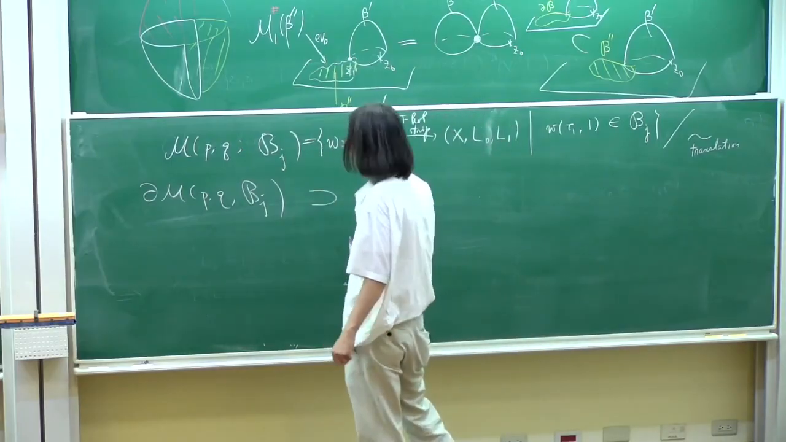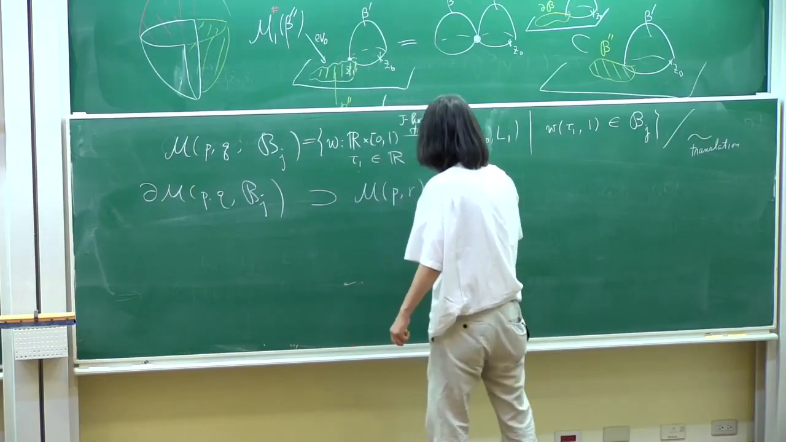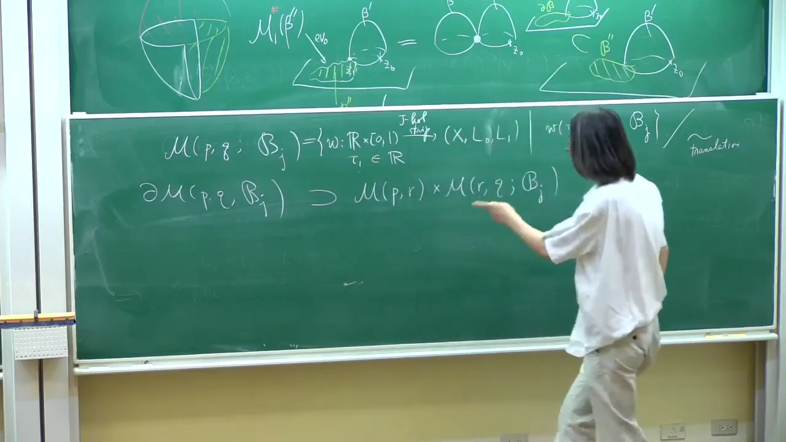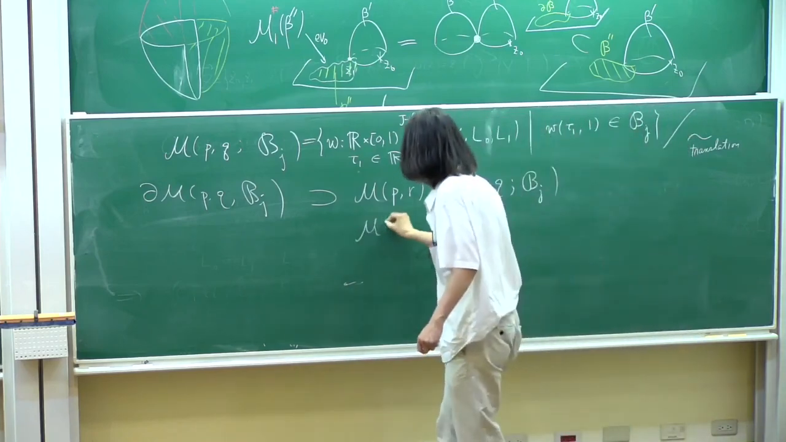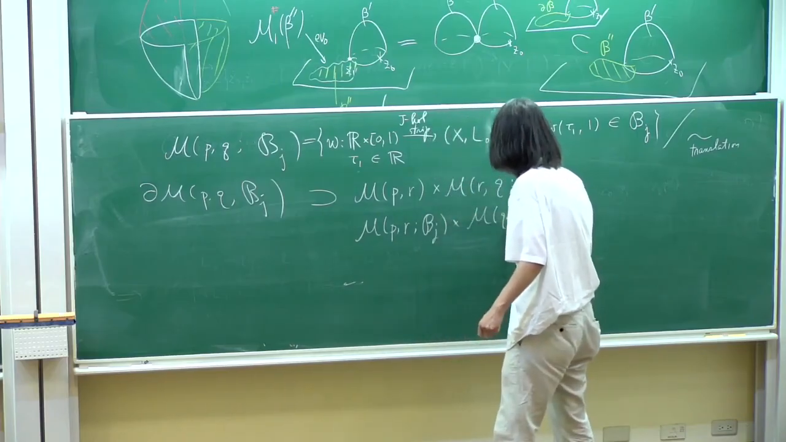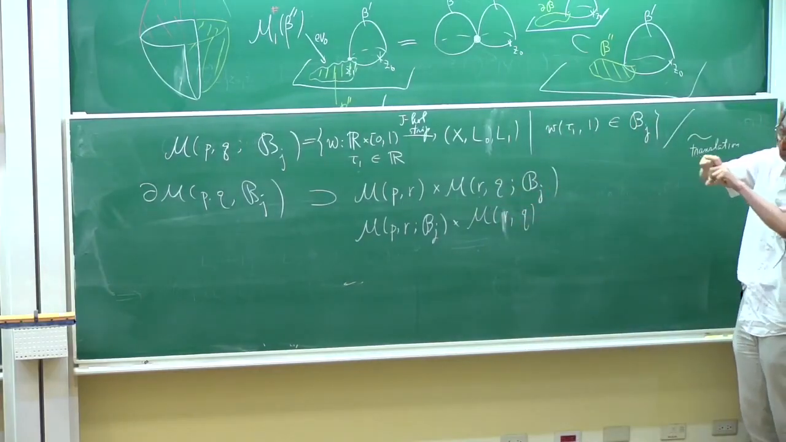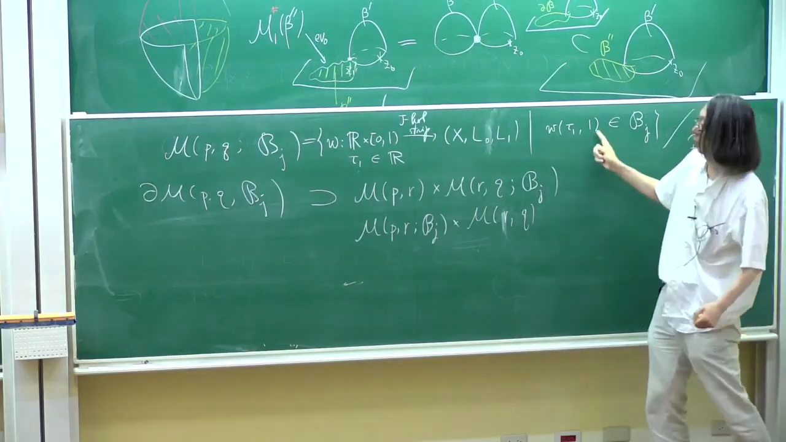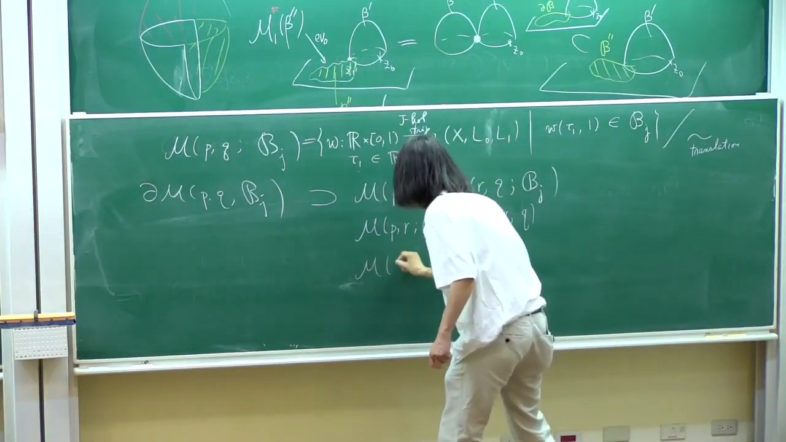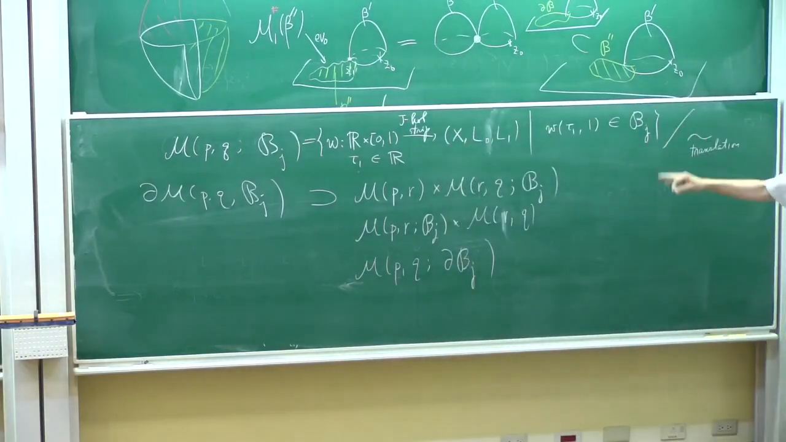So one possibility is M, P, R, M, R, Q, and Bj. This may be one possibility, or maybe M, P, R, Bj, and M, Q, M, R, Q. This is also another possibility. So maybe the moduli space of strips splits into pieces, and this constraint may be satisfied on the first component or the second component. And another one is M, P, Q of the boundary of this P. So we have these three components.